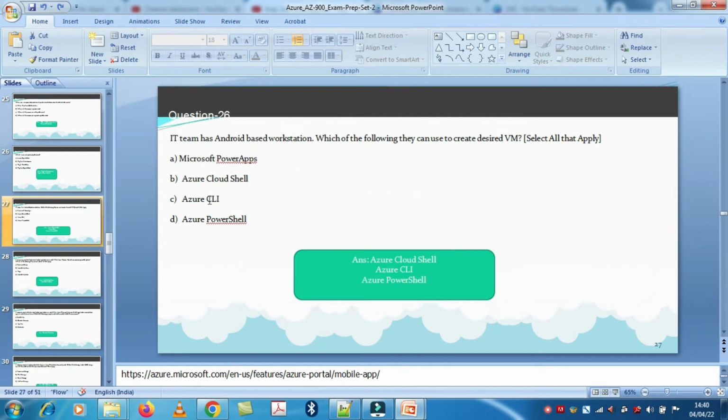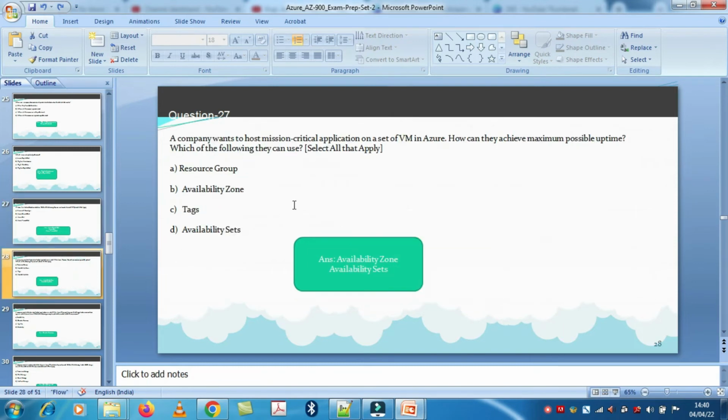So not from the Power App. Okay, so the answer is Azure Cloud Shell, Azure CLI and Azure PowerShell. These three are the answers. Okay, moving to the next question.